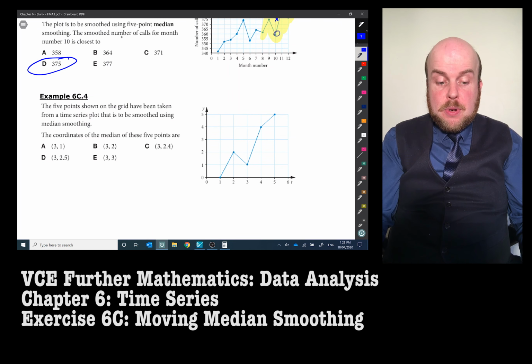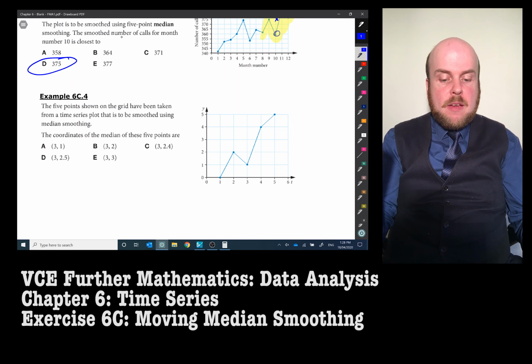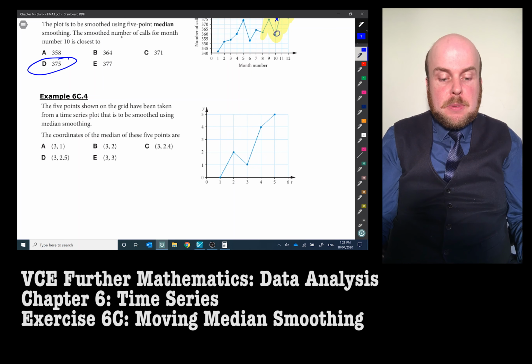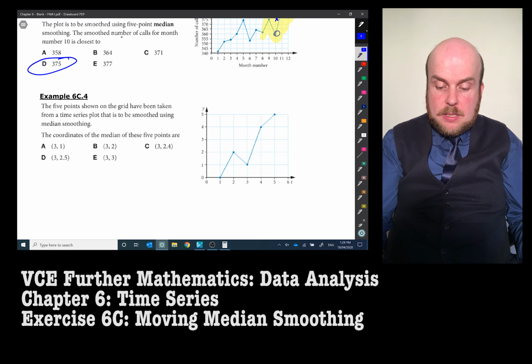Example 6C.4. The 5 points shown on the grid have been taken from a time series plot that is to be smoothed using median smoothing. The coordinates of the median of these 5 points are one of those. So the median of these 5 points, let's go with the median of the horizontal. The median of the horizontal is 3.